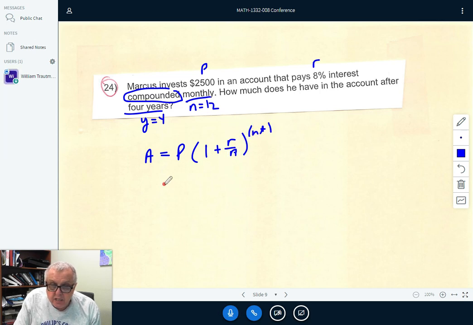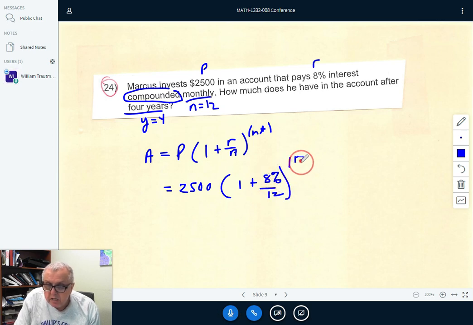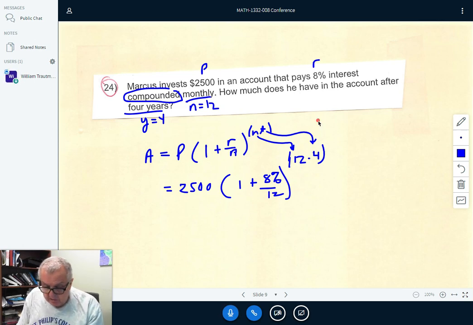to the power nt. So the starting amount was 2,500. The interest rate was 8%. We're compounding it monthly, 12 times, and the number of years is 4. N is 12. The number of years is 4. And we're going to put that in our calculator.